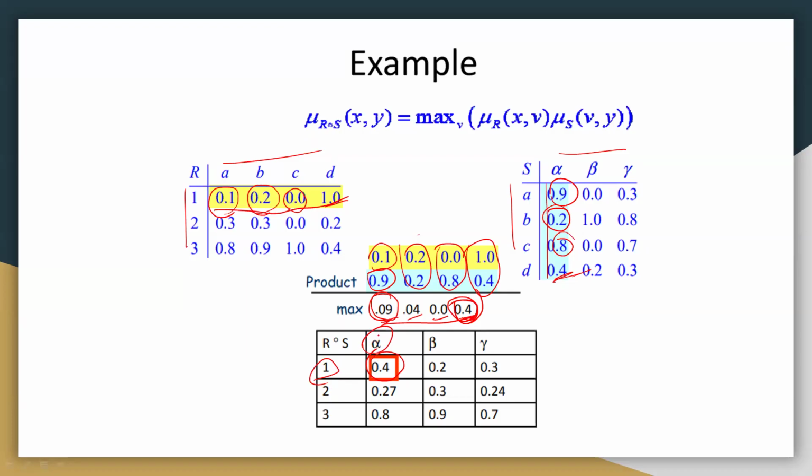So this is known as max product. The same method could have been done for max-min, but we did not look into that because the same procedure is followed. So this is how we do max product composition on a fuzzy set.